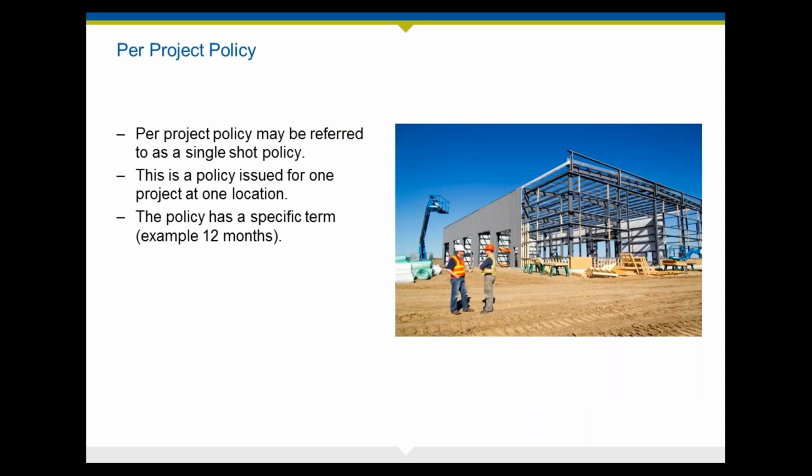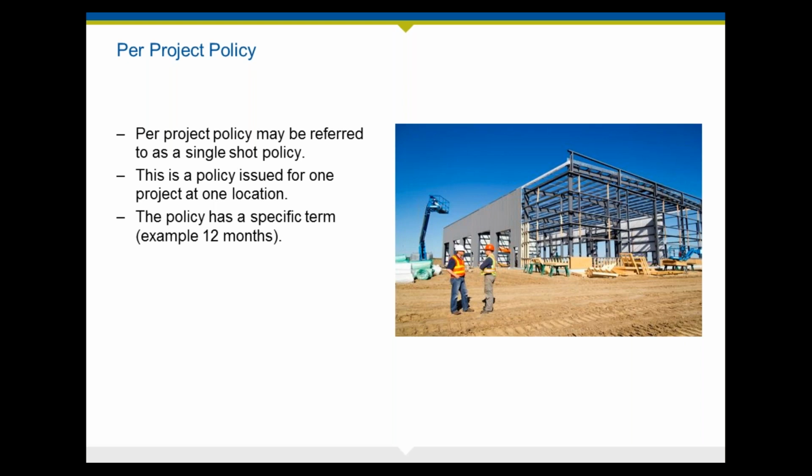Per project policy, like I said, single shot, one shot policy. It's a policy issued for one project at a time. Sometimes you can have one or two building structures on the same policy, but that's usually the limitation. So try to think of, for every building being built, there's an individual policy, an individual limit, individual deductible. It stands on its own. Each policy stands on its own.